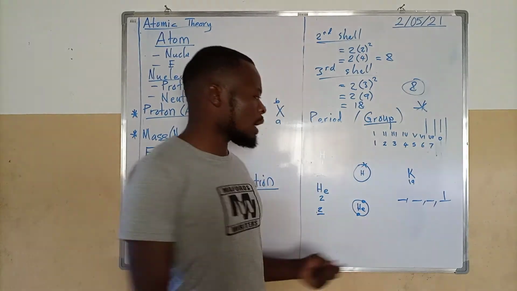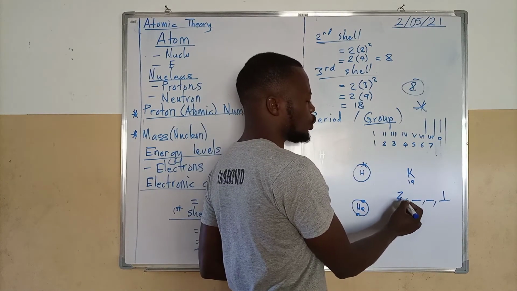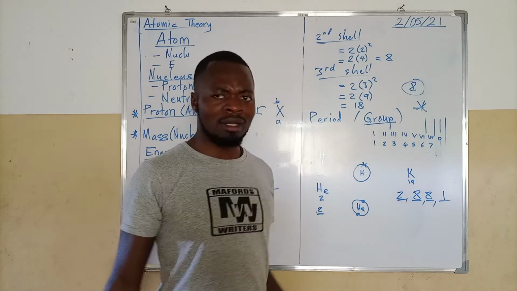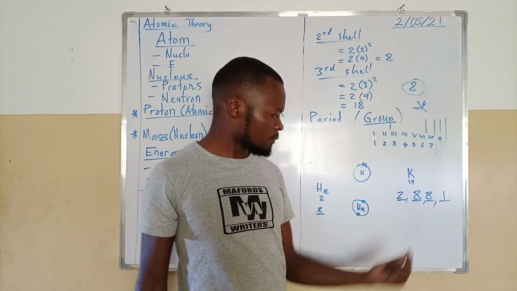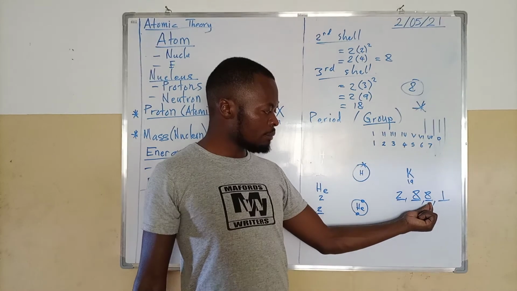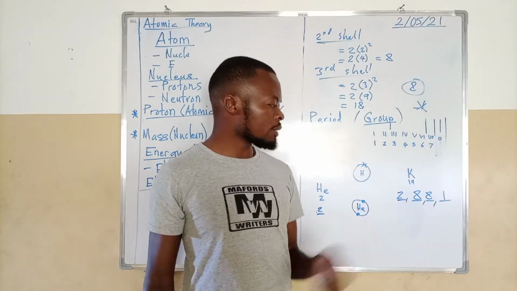So let's look at the first shell. For it to be full is 2. Second shell it is 8. Third shell it will equally be 8. Let's try to add if it's giving us 19. 2 plus 8 is 10, plus 8 is 18, plus 1, 19. So for potassium, it is giving us that.